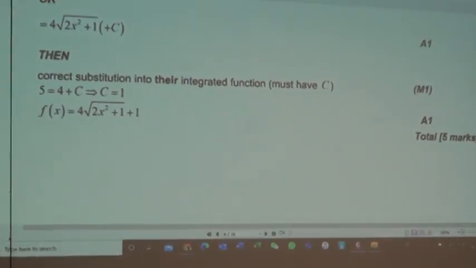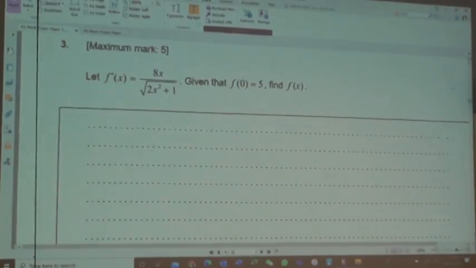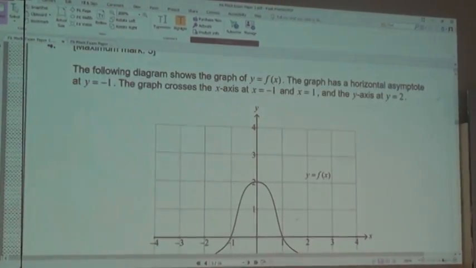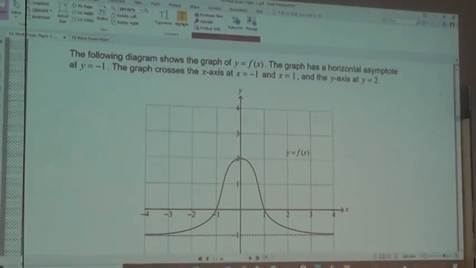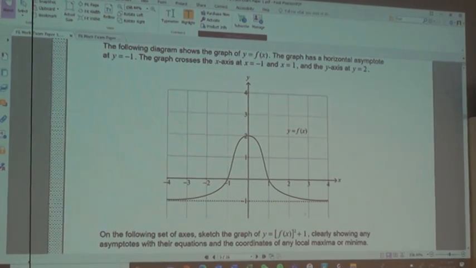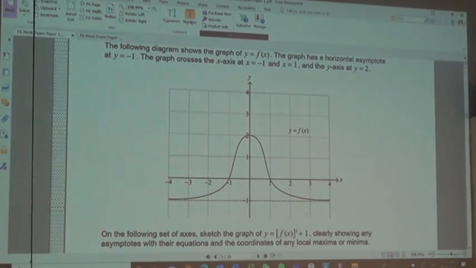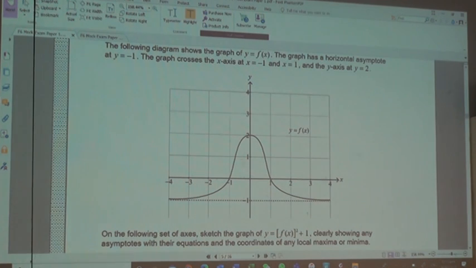So, 5 points. Easy stuff, guys. Easy stuff. This we were talking about in class. Some people did something very smart, which I mentioned before.